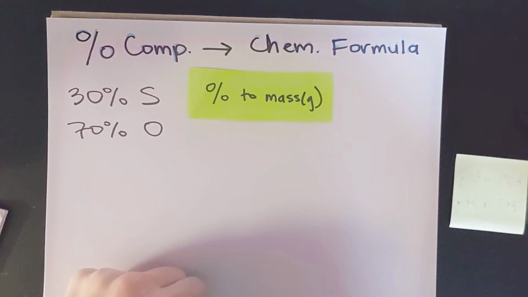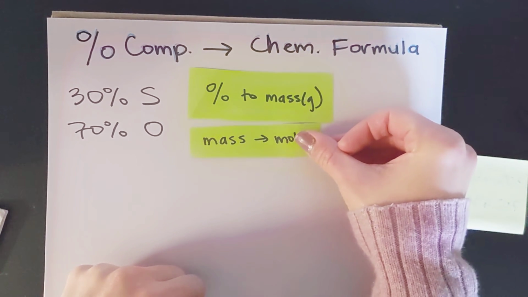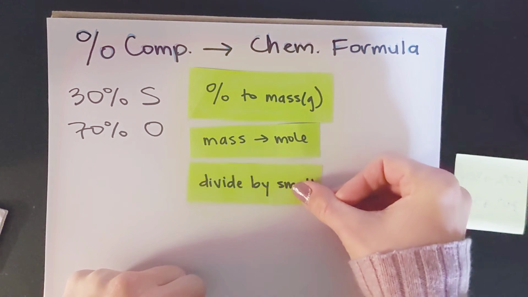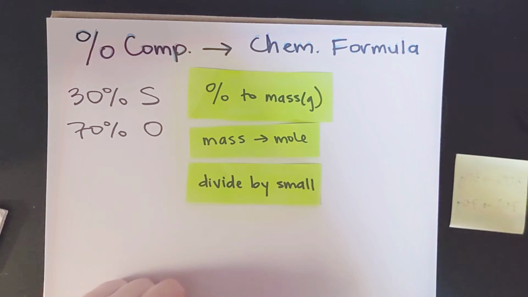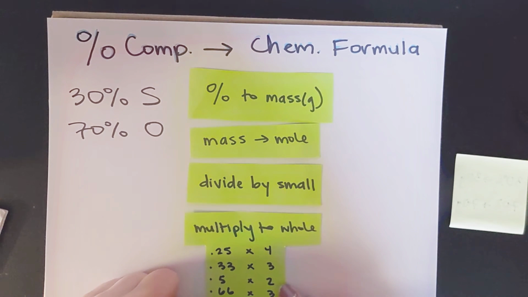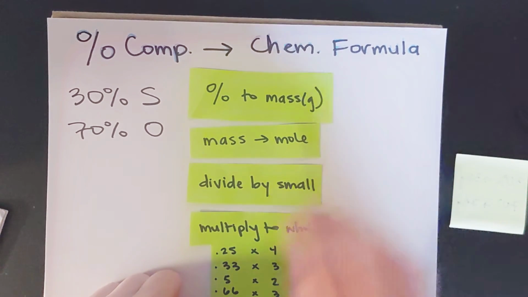Step 1 is to convert percent to mass. Step 2 is to convert mass to mole. In step 3, we're going to divide by the smallest value. And in step 4, we're going to multiply to a whole number if necessary. But let's just start here with the first step.